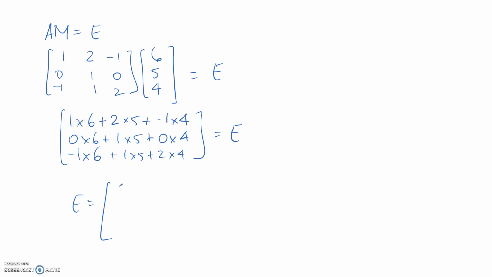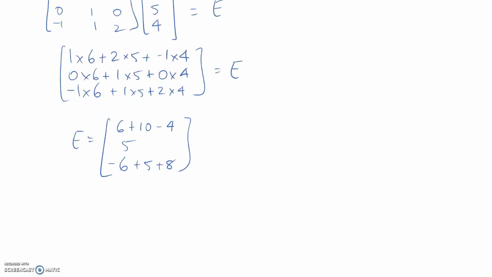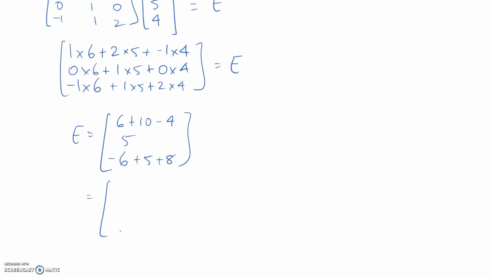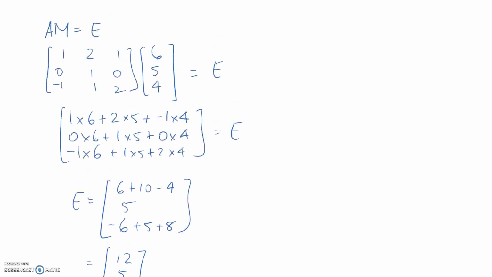So E equals, now we just have to put this all together. It's going to become 6 plus 10 minus 4. The 0 disappears, so this one's just going to be 5. And then here we've got negative 6 plus 5 plus 8. So we can put it all together. This is 16 minus 4, which is 12, 5, and this one is going to be negative 1 plus 8. So that leaves us with 7.